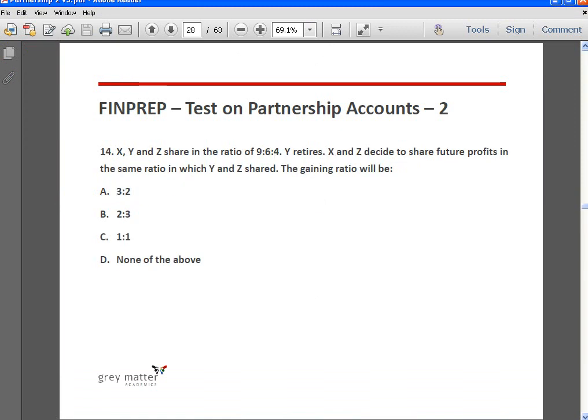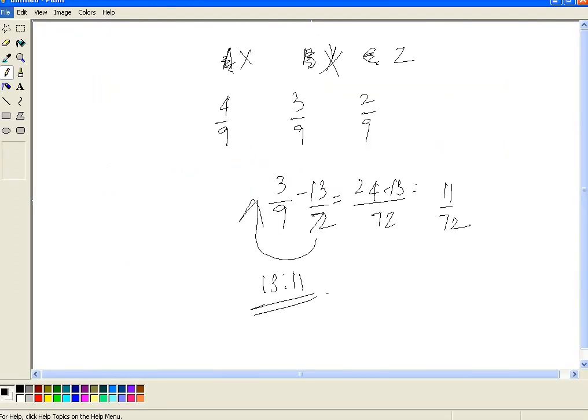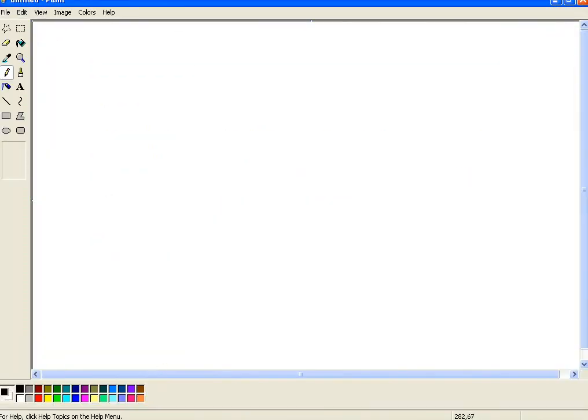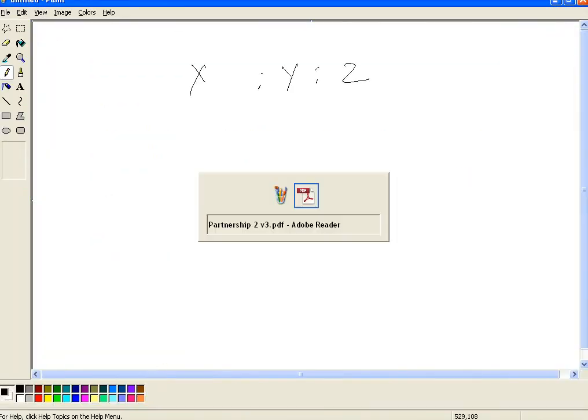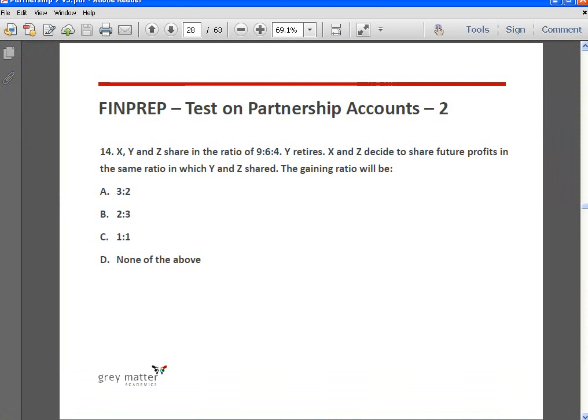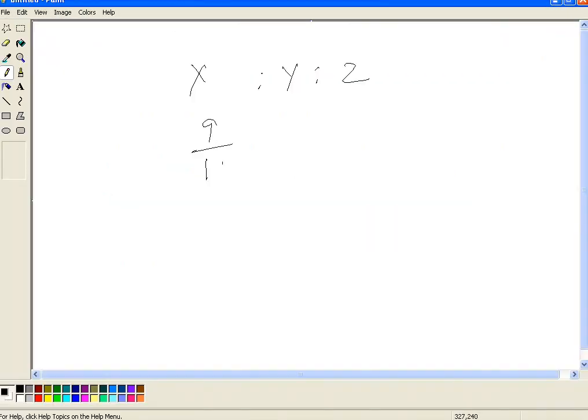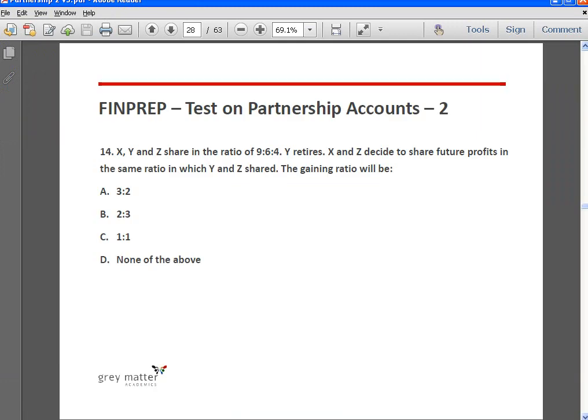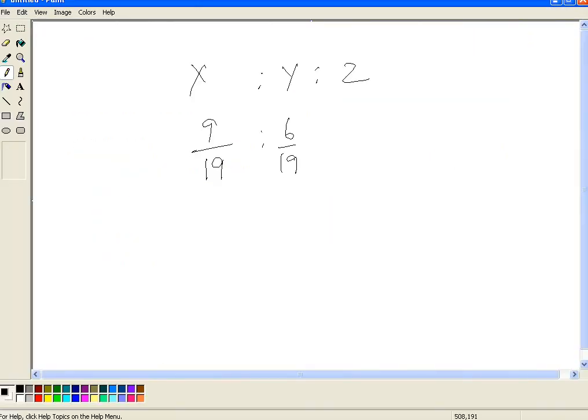Next, X, Y and Z share in the ratio of 9:6:4. Y retires. X and Z decide to share future profits in the same ratio in which Y and Z shared. What is the gaining ratio? Okay, so here X is to Y is to Z is 9 by 19 is to 6 by 19 is to 4 by 19.